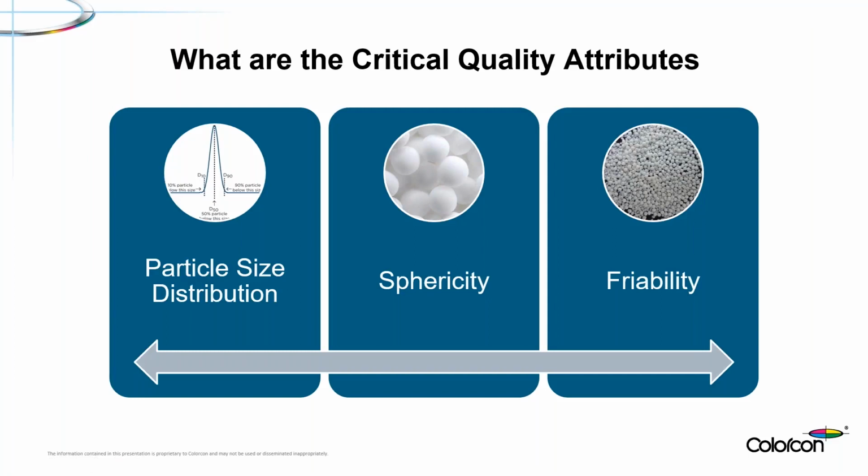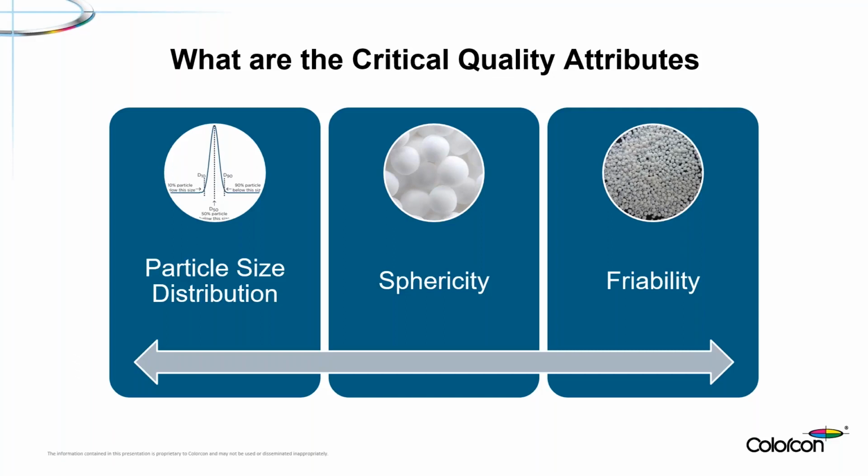Let's consider particle size distribution, sphericity, and friability. Particle size distribution is perhaps the most important quality attribute of your starting material, whether it's a sugar, MCC, or mannitol sphere, or an extruded spheronized bead, or an active API particle. Changes in batch-to-batch particle size distribution contribute to changes in batch surface area, impacting controlled release coating layer thickness and potentially impacting dissolution performance.